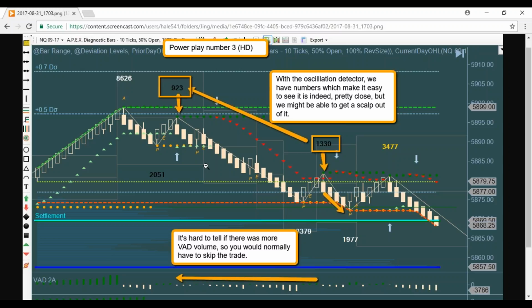Yes, Matt, exactly. That's just the number of contracts. That's the volume. So does that make sense why VAD can put the volume one direction and oscillation detector can put it another direction if there's a lot of volume, say, in this wick right here?